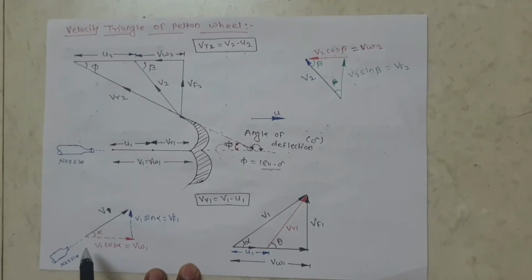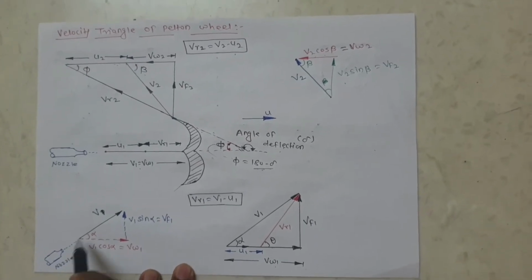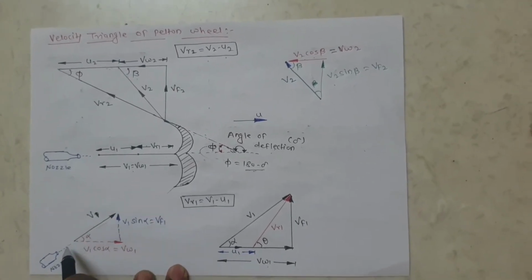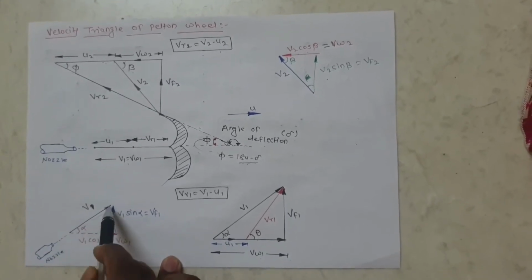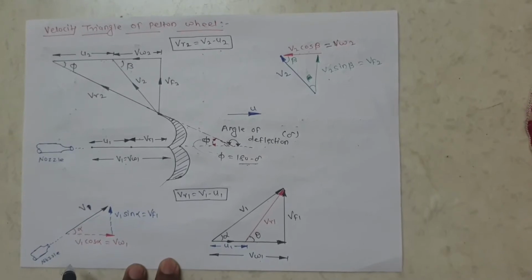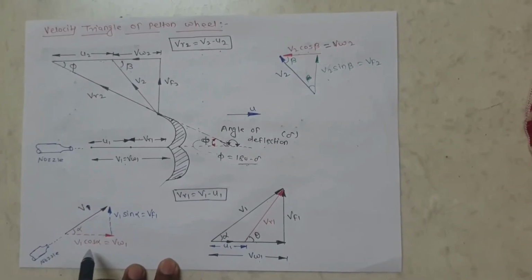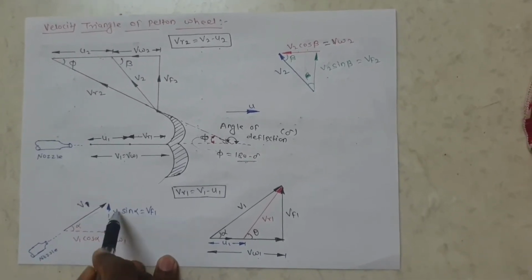We revise the inlet velocity triangle once again. This is the V1, that is the jet velocity at inlet of the turbine through the nozzle. That V1 has two components. One is the horizontal and another is the vertical.